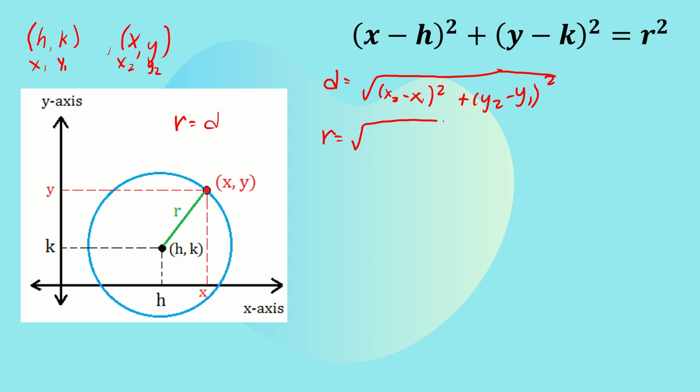So, equals the square root of, anong X sub 2? X sub 2 is X. Minus X sub 1, which is H squared. Plus, Y sub 2 natin is Y. Minus Y sub 1 is K squared.